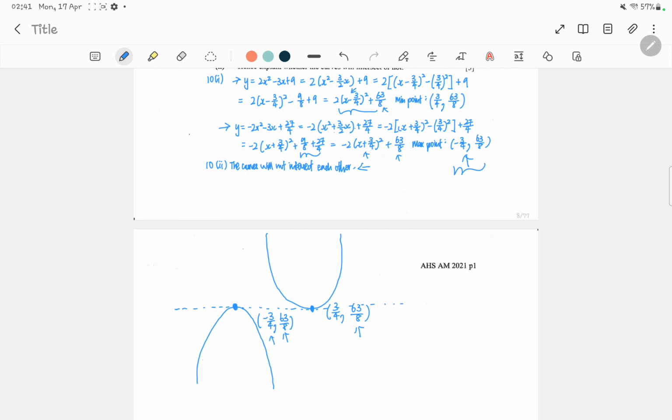Here it is minus 3 over 4, that's why the curve is to the left. Here it is 3 over 4, that's why the curve is to the right. So that's why they wouldn't intersect one another, based on the sketch of these curves. That sums up question 10. Based on the graph here, you can see that both graphs will not intersect each other.